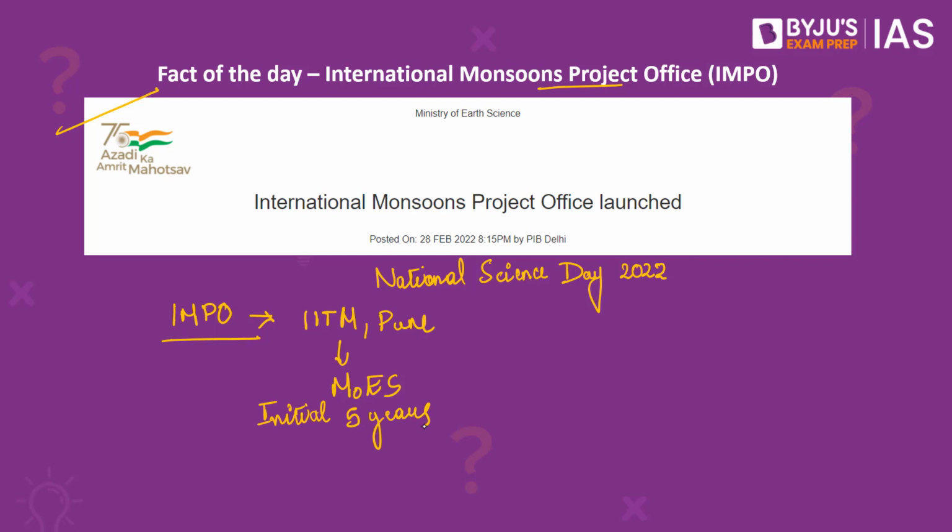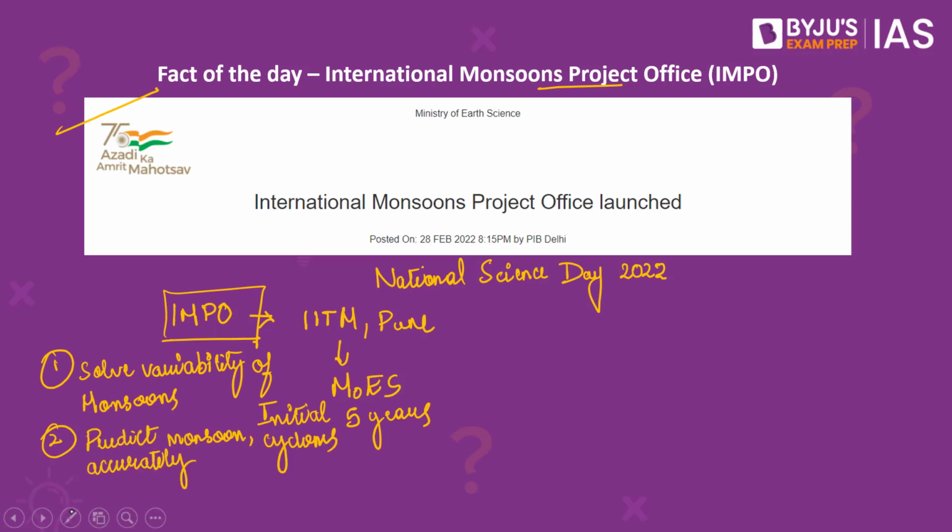So why was IMPO set up? What is its significance? We all are aware of the importance of monsoons for the Indian economy. We can say that the monsoon is the lifeblood of our farm dependent economy. So setting up of IMPO will help in expanding an integrated scientific approach to solve the seasonal variability of monsoons, enhance the prediction skill of monsoons as well as cyclones, strengthen the monsoon research, and in turn will help in promoting knowledge sharing as well as capacity building in areas of monsoon research. And all of this information would be crucial for agriculture, water resources as well as disaster management.